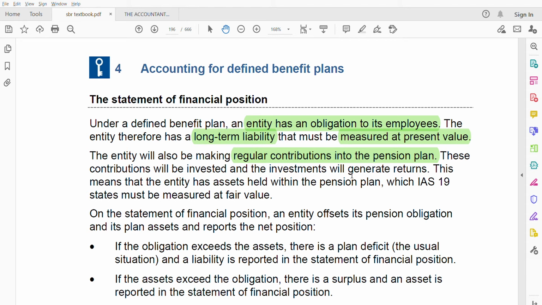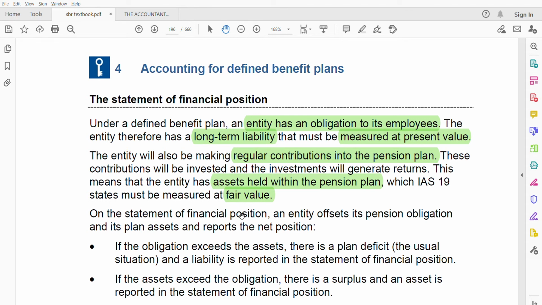Okay, so the assets they have in the pension plan, which IAS 19 states must be measured at fair value. Now if I have to summarize these two paragraphs, defined benefit plan asset is measured at fair value, and when it's a liability it is measured at present value.